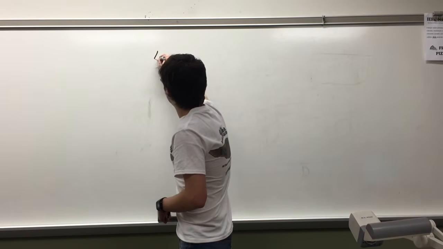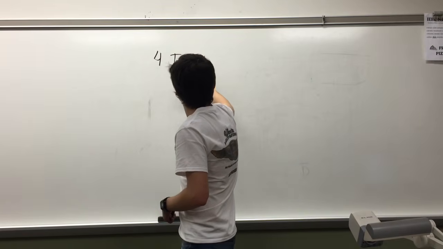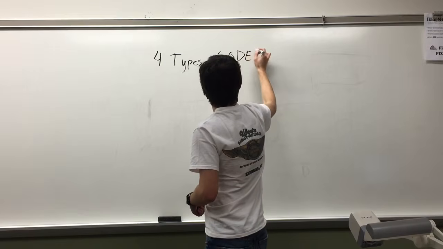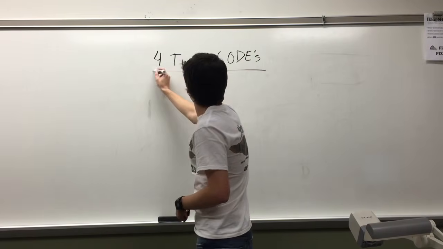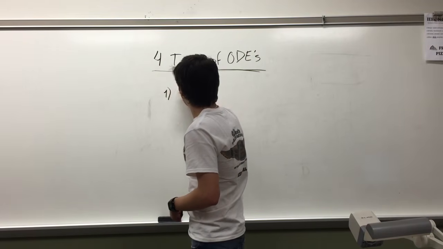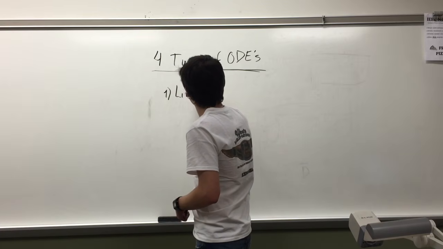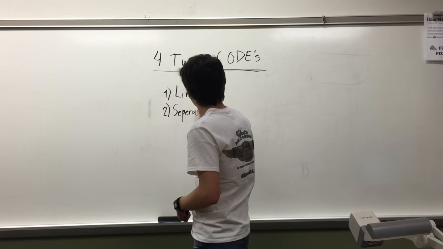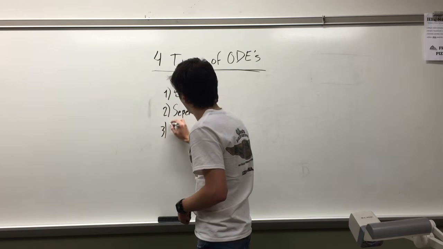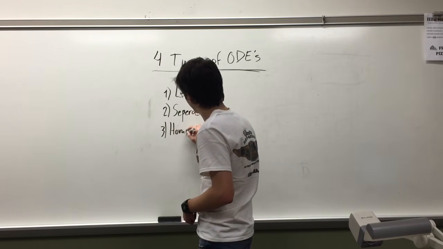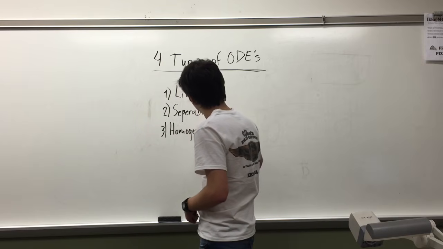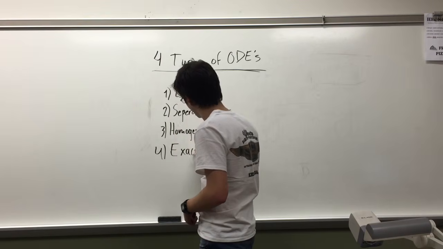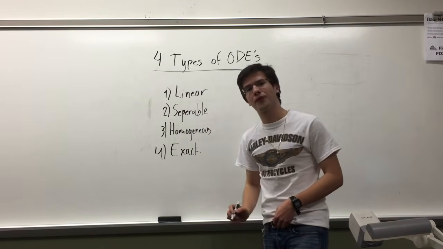So the 4 types of ODEs that we have is linear, separable, homogeneous, and exact. So let's talk about the first one.